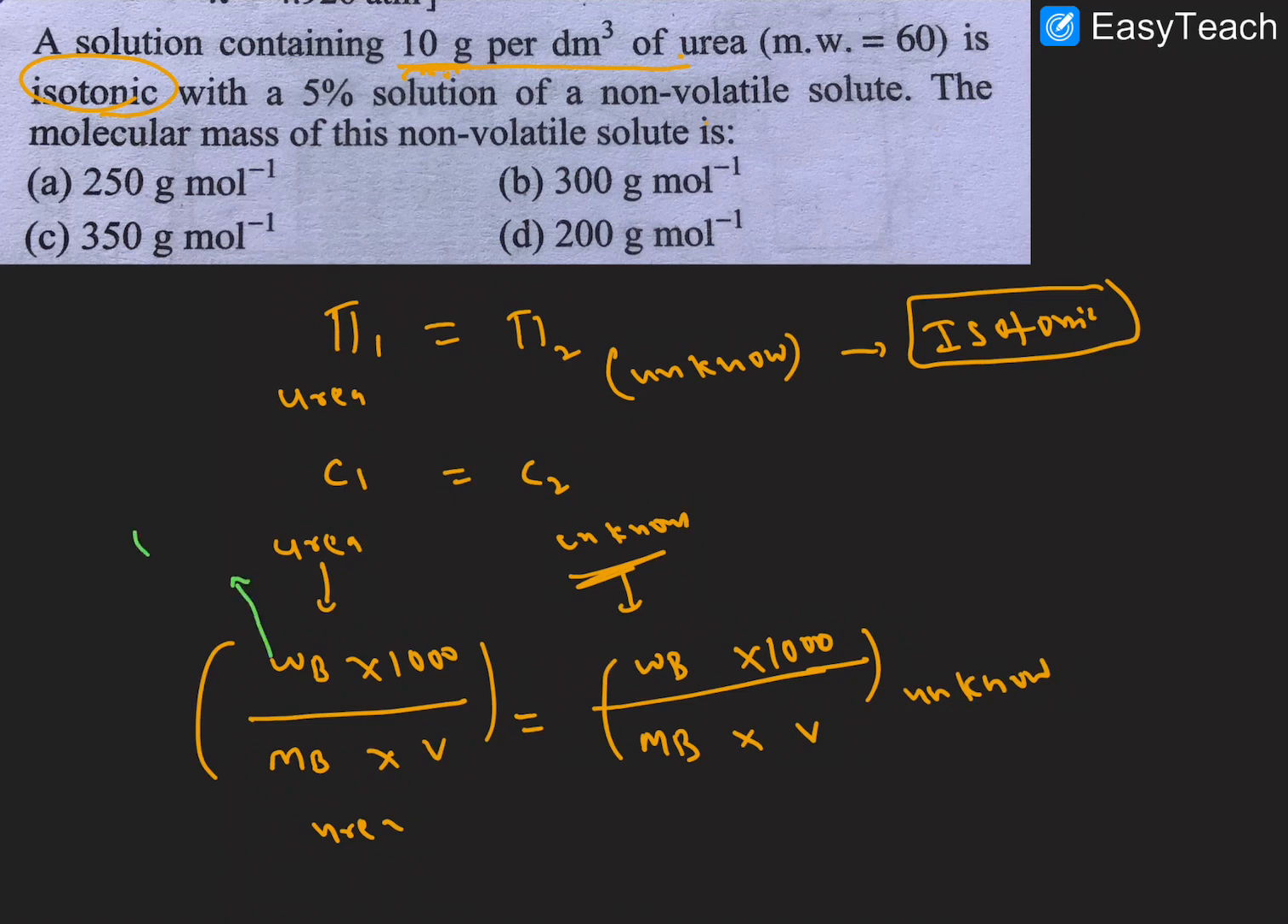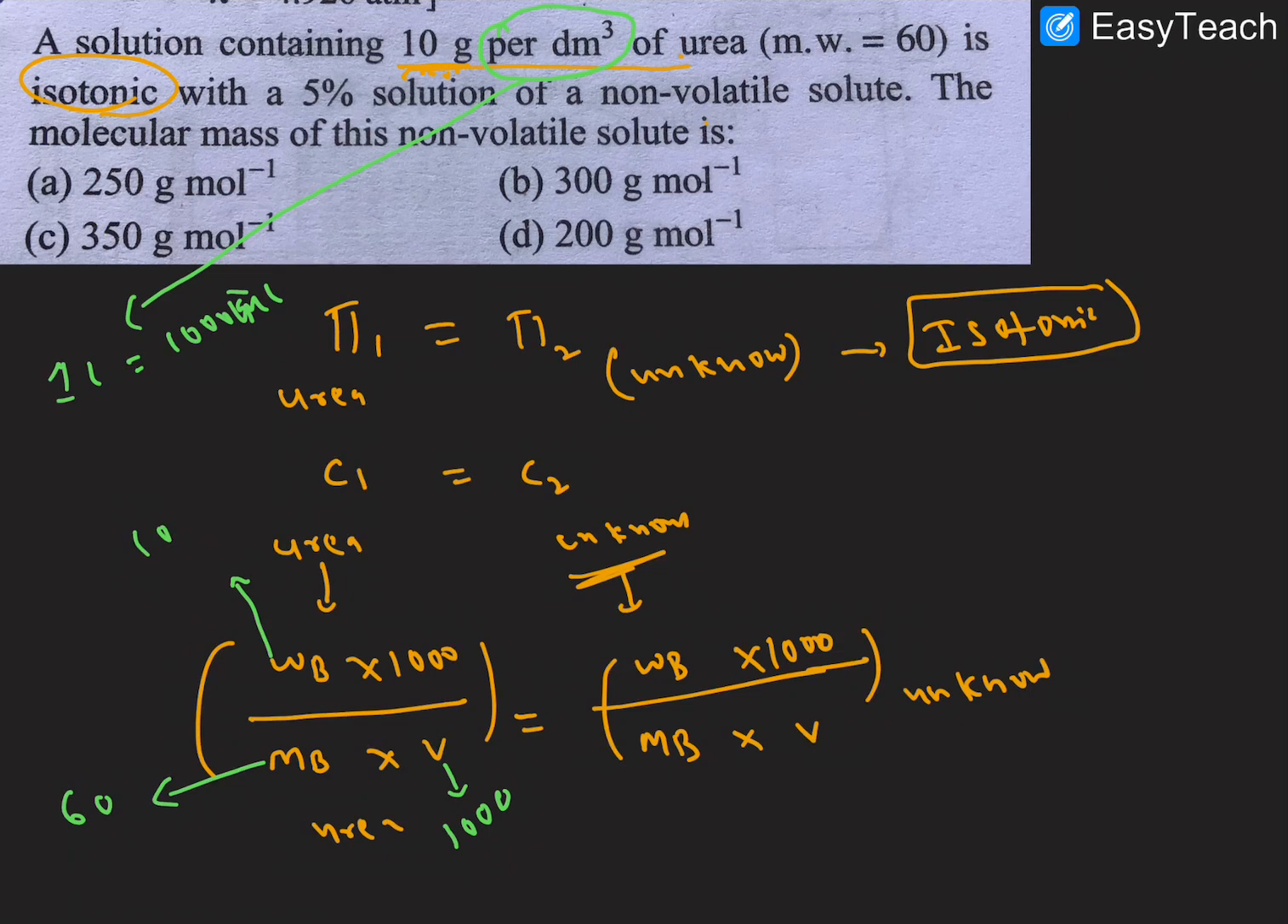Very clear. What is the weight of urea here? 10 grams, right? What is the molecular weight here? 60, right? The molarity concentration here, how can we take 1000 here? This is 10 grams per decimeter cube. Decimeter cube is nothing but 1 liter, and 1 liter equals 1000 ml, so this is 1000 ml here. I hope you are clear.